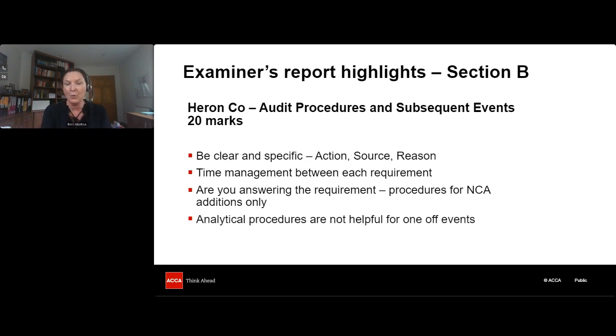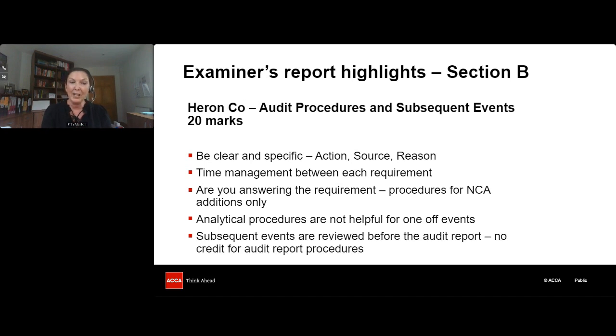And also, analytical procedures are not helpful for one-off events. For example, they had a provision in the financial statements. It was new. There is no point saying you're going to compare this year's provision to last year's provision, because there wasn't one last year. So an analytical procedure would not be relevant or appropriate at that point. So if it's a one-off event, analytical procedures won't help. Often with other areas, they will.